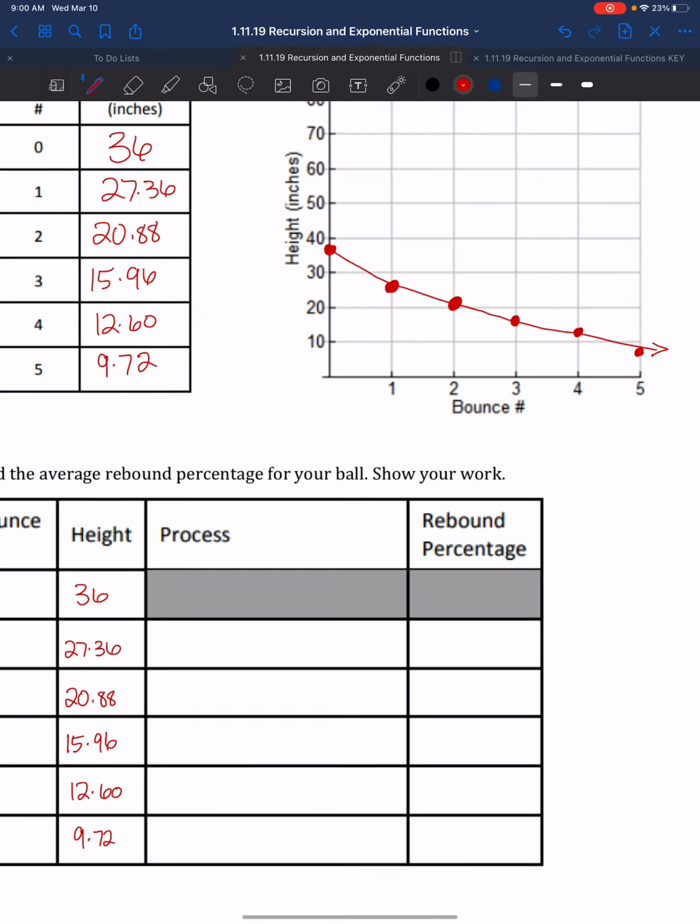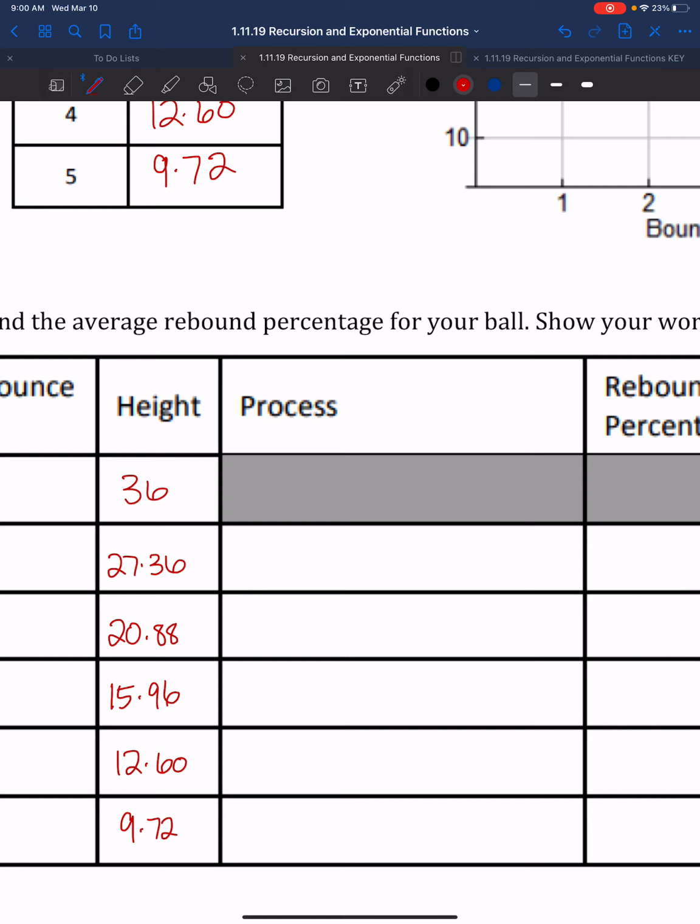So we've got 27.36 divided by 36. And then to get a percentage, we multiply by 100. And then for the next one, I'm going to do the same thing, but with the new numbers. We got 20.88 divided by 27.36 and multiply by 100. And I'm just going to go down the list and do this for each one.